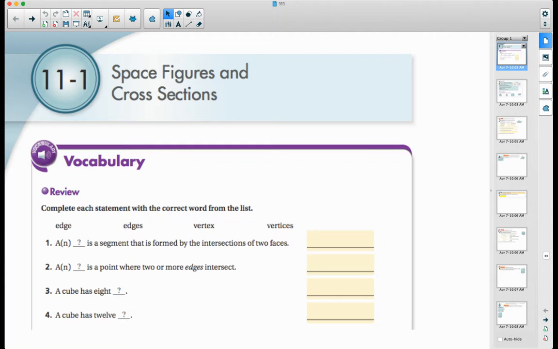Welcome, geometry students, to section 11.1, space figures and cross sections. This is going to start our exploration of three-dimensional figures. So let's define some things here first.